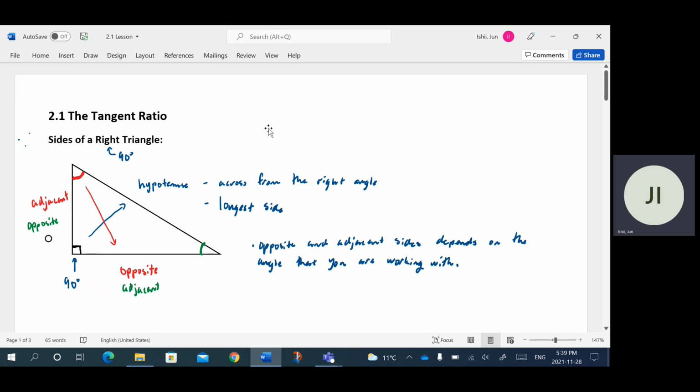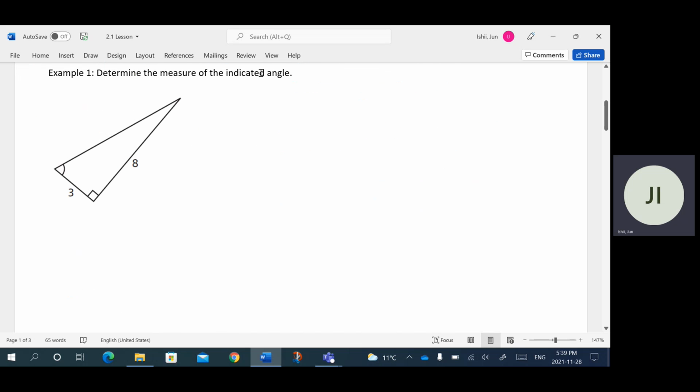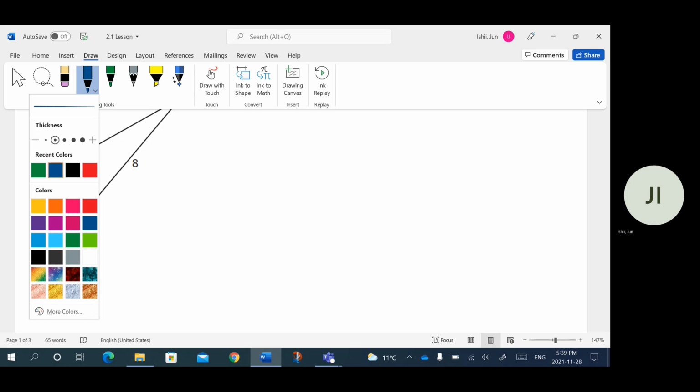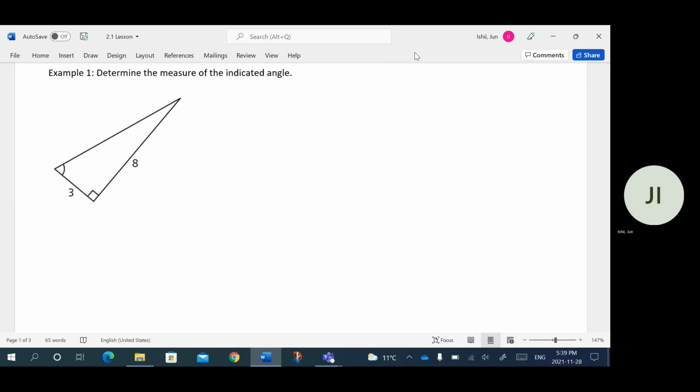Cool. All right, so let's just jump into the first example here. We want to determine the measure of the indicated angle. This is the angle, and I'm going to find the measure of it. So step one is to label your sides.